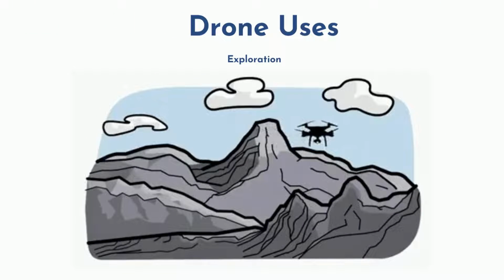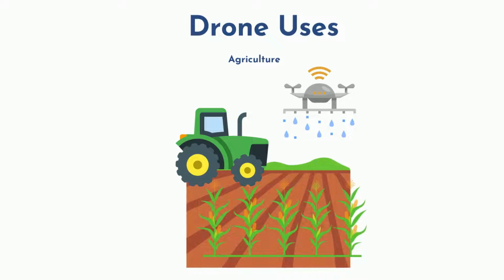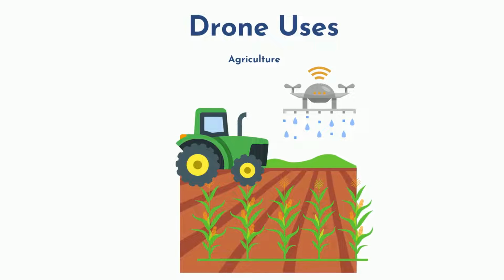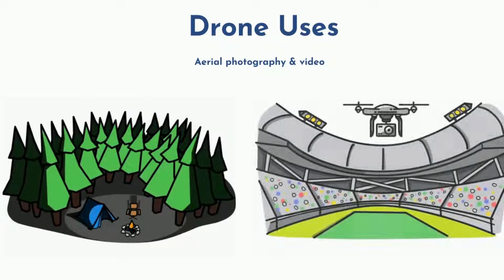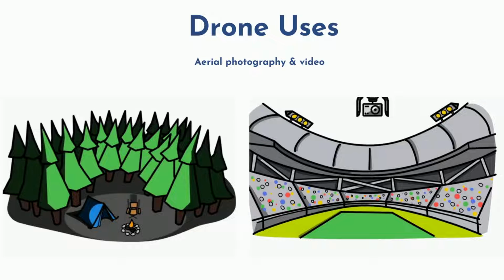Exploration. Drones can be used to gather geological information, location, and presence of minerals, oil, and natural gas. Agriculture. Drones are used to regularly monitor crops and improve crop conditions with spraying, irrigation, and fertilization. Aerial photography and video. Drones are used to take expansive aerial photos and video footage of great quality.